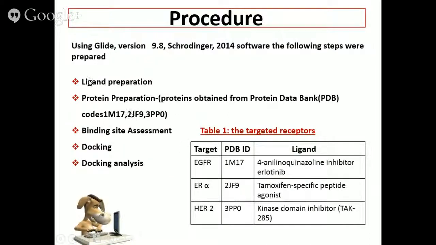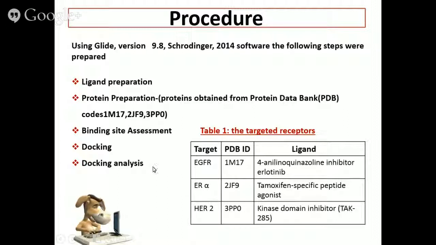We prepared the ligand first, the tocotrienol, then the protein preparation. I brought the EGFR receptor with an anilinoquinazoline inhibitor, which is like the family of Herceptin, also from the same family, which is a monoclonal, and they bind to its inhibiting site.